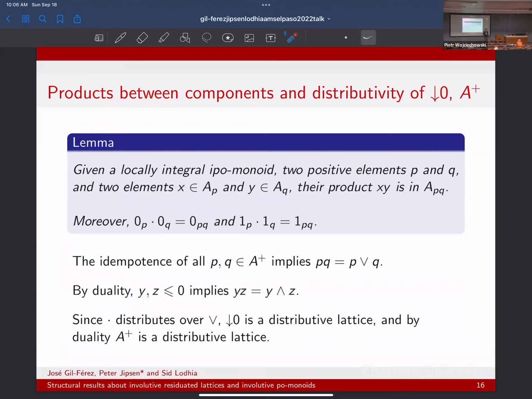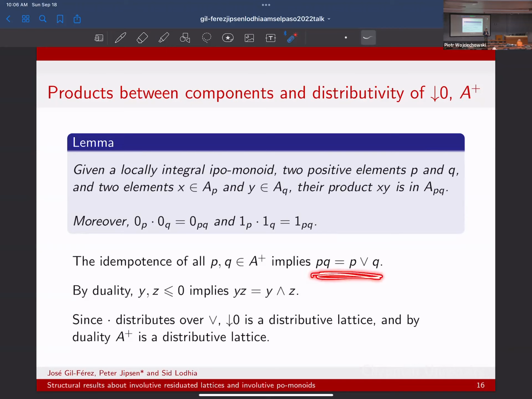Products between components and distributivity are handled here in this lemma. Given a locally integral IPO monoid, if you have two positive elements P and Q, and two other elements X in AP and Y in AQ, then the product will be in APQ, where P times Q is computed in the big algebra. So the product in the positive cone tells you how that works.